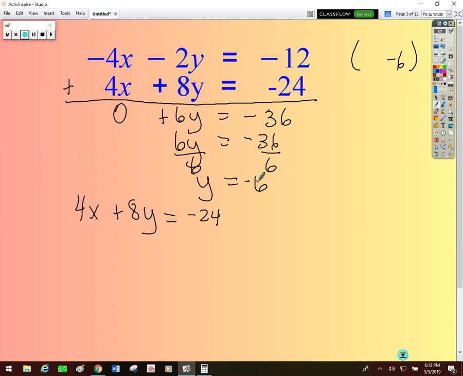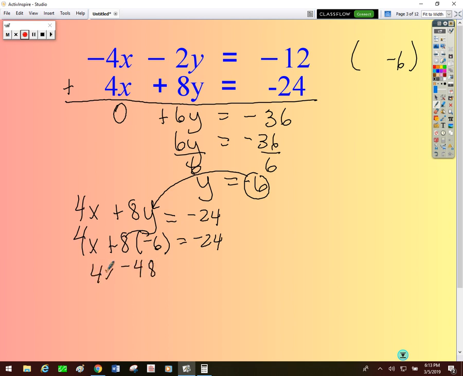All right. So remember, the value of y is negative 6. So we're going to take it and we're going to substitute it right here for the y value. So when we rewrite this, the y goes away and becomes negative 6. We are substituting it. Okay. So we do our distributive property. 8 times negative 6 is negative 48. Bring down your 4x. Bring down your negative 24. All right, now, so 4x minus 48 equals negative 24.